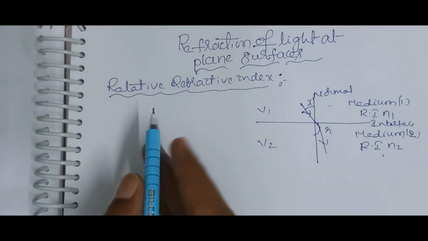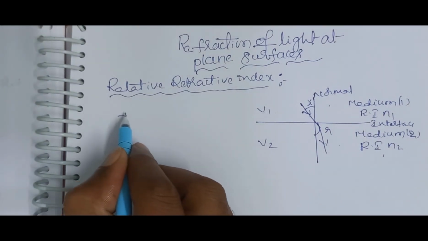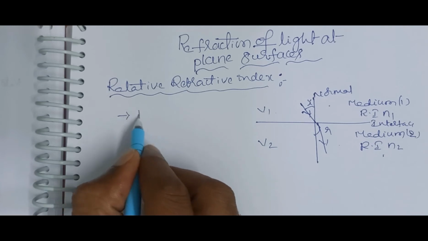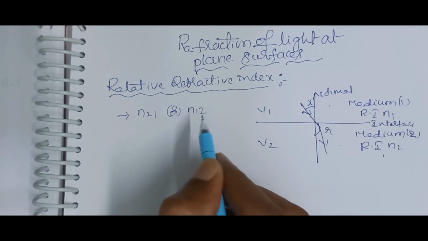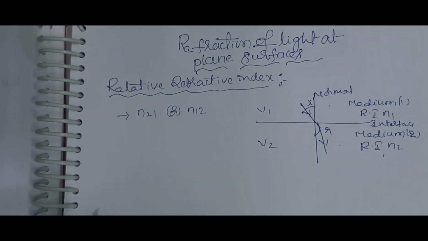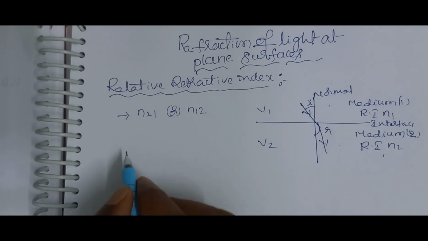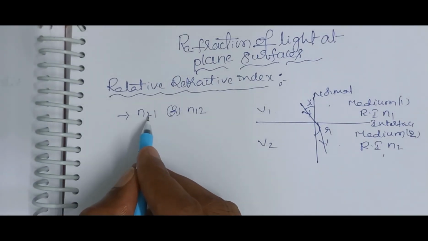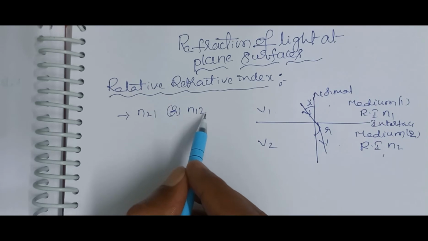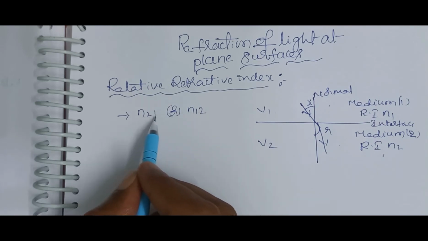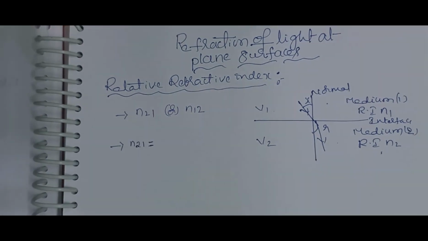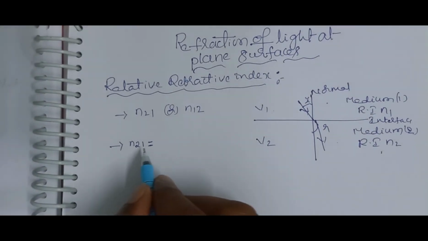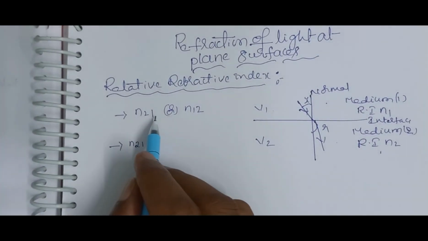Now what is a relative refractive index? Relative refractive index is denoted by n21 or n12. 2 means second medium, 1 means first medium. Second medium refractive index is n2, first medium refractive index is n1. So first, what about n21? n21 means we are comparing the refractive index of medium 2 with medium 1.